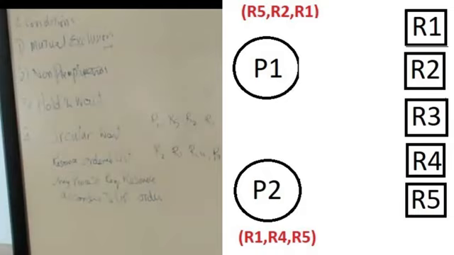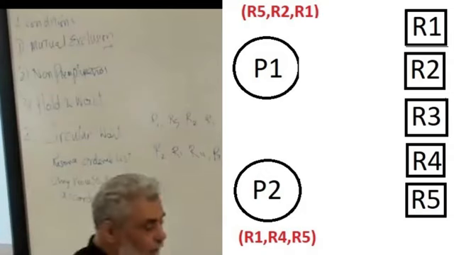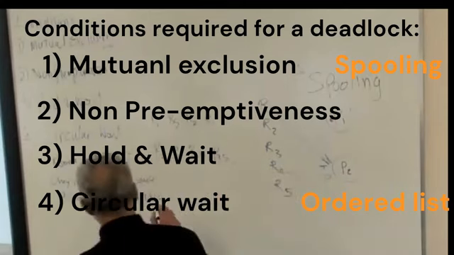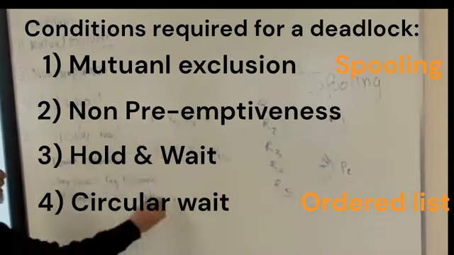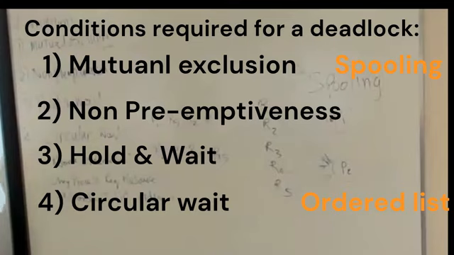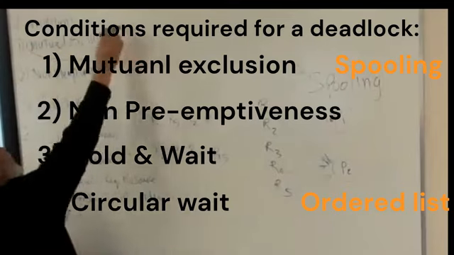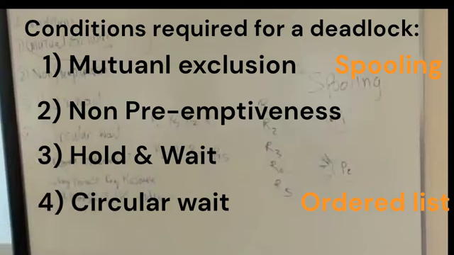Okay, so you need to remember this. If you're asked, how can we get rid of circular wait? That's a simple and an easy way to get rid of circular wait. So that's one condition, and that's how to remove it from our system. Now the next condition: mutual exclusion. How do we get rid of mutual exclusion?